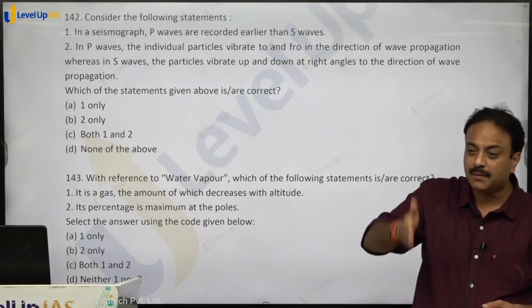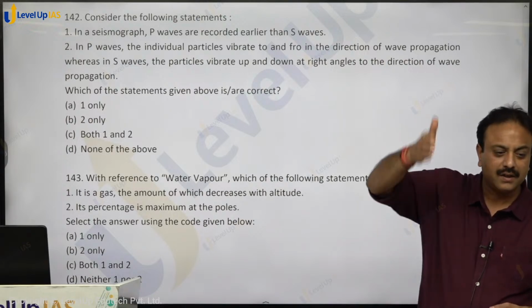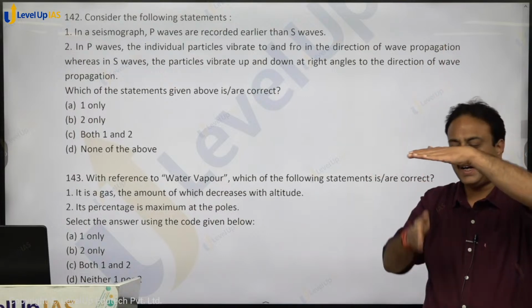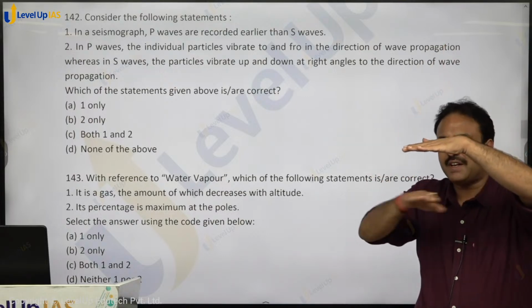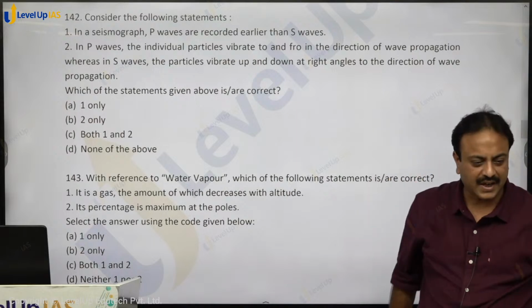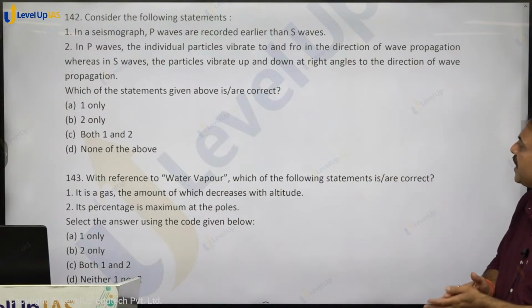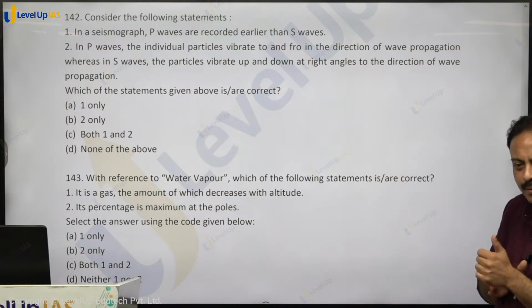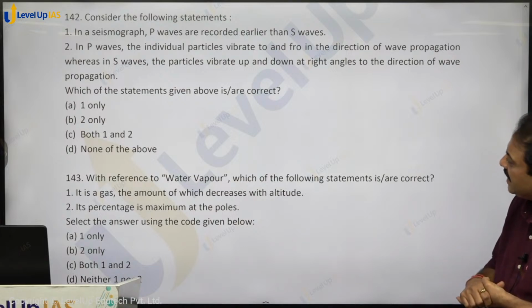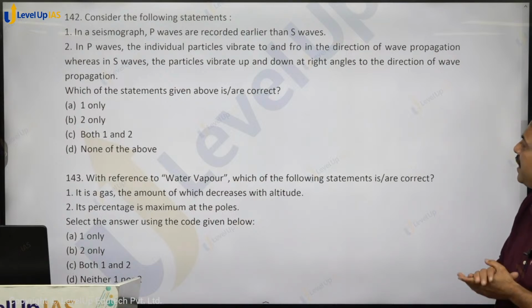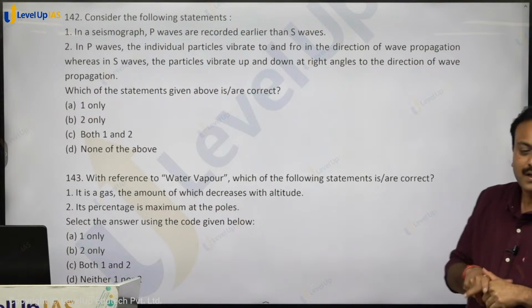और क्या? P wave में ऐसे तो move करेगा. This is P wave. It will hit in this manner. S wave ऐसे ऐसे. Right? So P waves, individual particles vibrate to and fro in the direction of wave propagation. Correct? Whereas in S waves, the particles vibrate up and down at right angles.